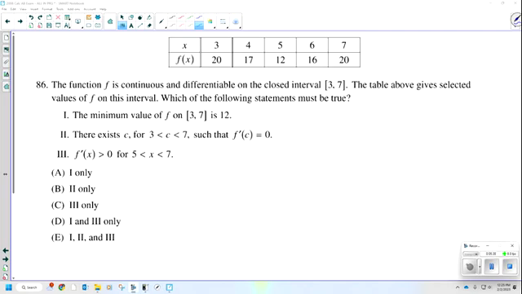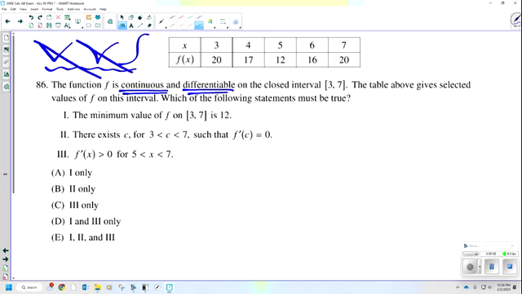86. The function f is continuous and differentiable on the closed interval from 3 to 7. Continuous means there's no breaks in it. There's no holes. There's no gaps. Differentiable means over that continuous line that I draw, I can take the derivative everywhere. So there's no corner, there's no cusp, there's no vertical tangent line. Because even though these are continuous, I can't take the derivative there. So none of these are in my graph.